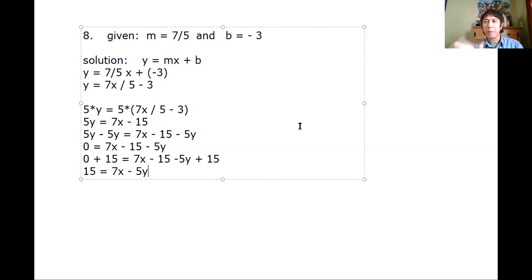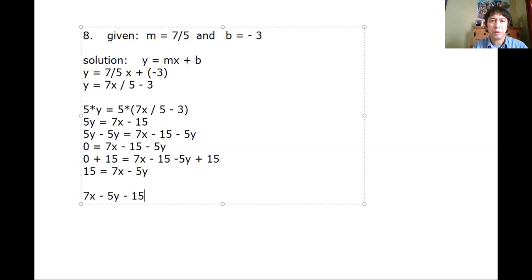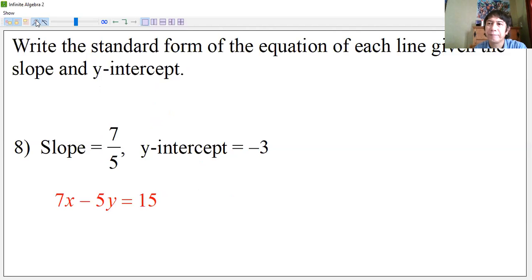We'll only have to swap. Exchange. That 7x minus 5y goes to the left side. That will be the appropriate appearance for the standard form. 7x minus 5y is equal to 15. And that's the answer. That's the standard form. 7x minus 5y, that should be equals. Let me change this. This is equals. There. 7x minus 5y equals 15. That's the standard form. All right, so this will be verified on the other screen. 7x minus 5y equals 15. There. Okay, that's the answer.